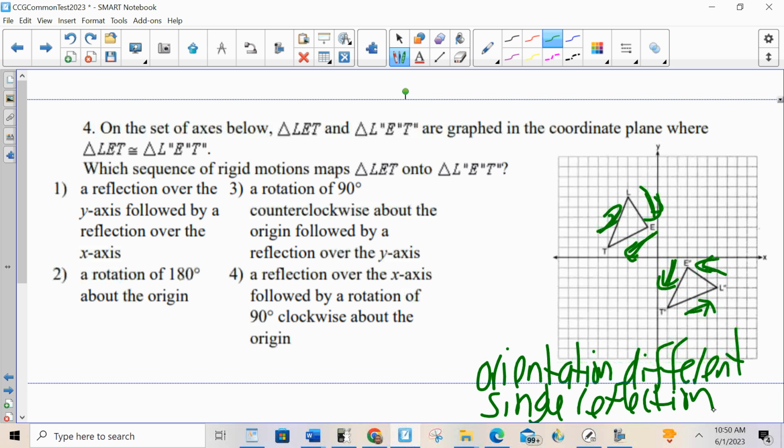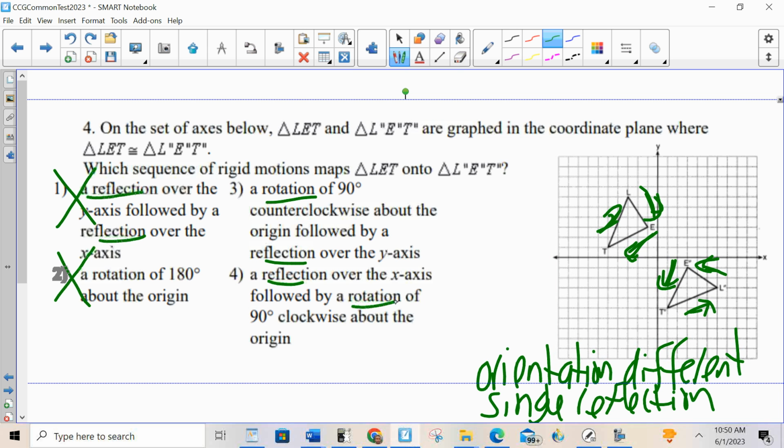So I'm going to look at the choices. Choice 1, double reflection, no. Choice 2, a single rotation, no. There must be a single reflection involved. A rotation and then a reflection, it could be that. A reflection and then a rotation, it could be that. So I'm down to choices 3 and 4.